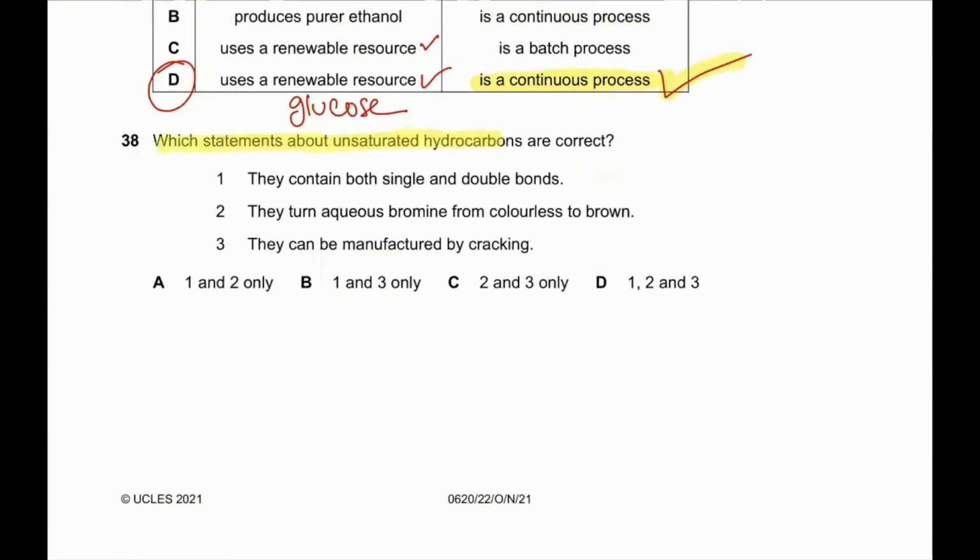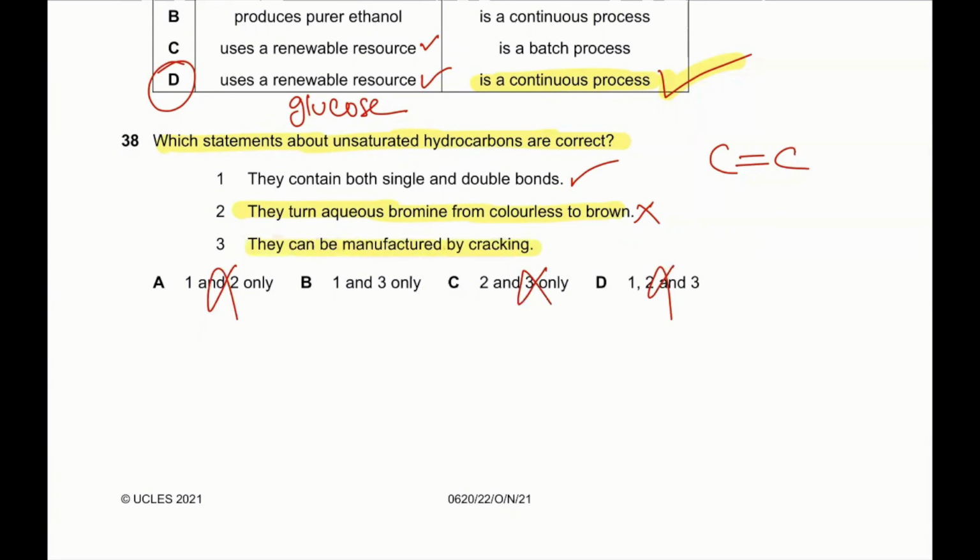Which statement about unsaturated hydrocarbons is correct? Unsaturated hydrocarbons, guys, means carbon-carbon double bond. So they contain both single and double bonds. Yes, they contain double bonds. They turn aqueous bromine colorless to brown. Now we know that bromine goes from brown to colorless, so number 2 is wrong. Guys, if 2 is wrong, then options C, D and A are all rejected. So definitely 1 and 3 will be the answer.